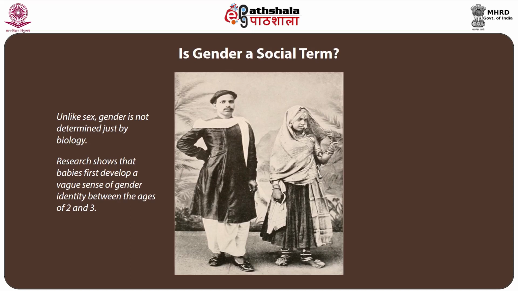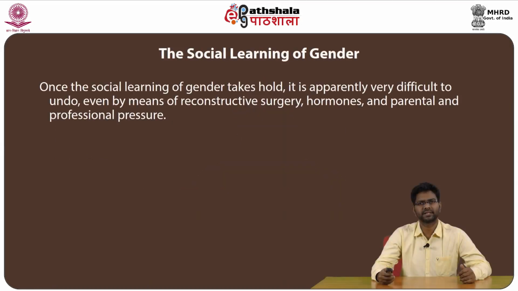Unlike sex, gender is not determined just by biology. Research shows that babies first develop a vague sense of gender identity as early as age 2 to 3 years. The social learning of gender starts in childhood. Once the social learning of gender takes hold, it is apparently very difficult to undo, even by means of reconstructive surgery or hormones or parental or professional pressure.